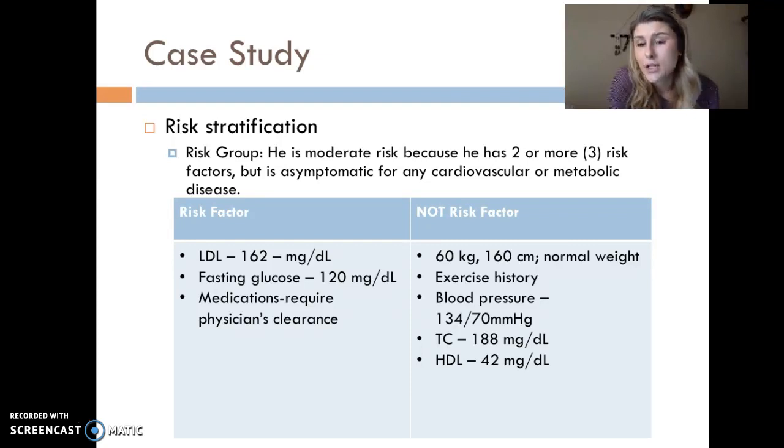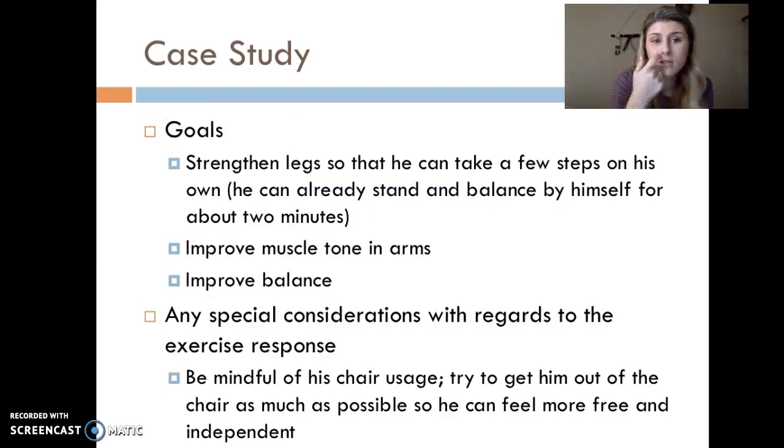Things that aren't risk factors for him are his weight. He's a normal weight. His exercise history, I think, would be a judgment call. I don't think that it's a risk factor, him being young and everything. His blood pressure is good as of now. His TC and his HDL levels are also fine. So his goals.